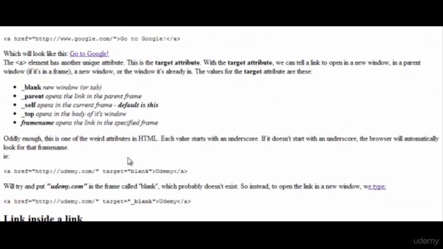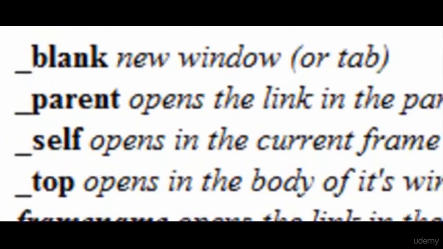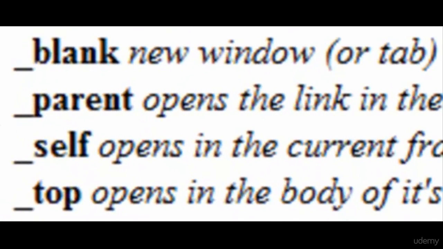Oddly enough, this is one of the weird attributes in HTML. Each value starts with an underscore. If it does not start with an underscore, the browser will automatically look for the frame name. A frame is a little window that sometimes looks like it's a separate web page in the current web page, so it looks like there's two of them in one. If your target attribute's value is the name of the frame, it will load that URL into the frame instead of into a blank window or a new window or the current window.